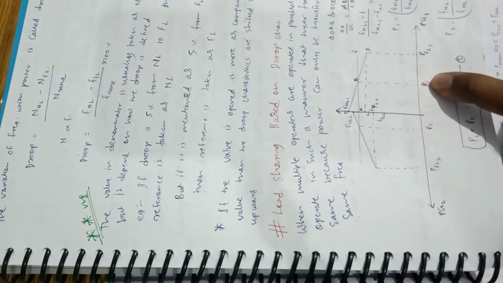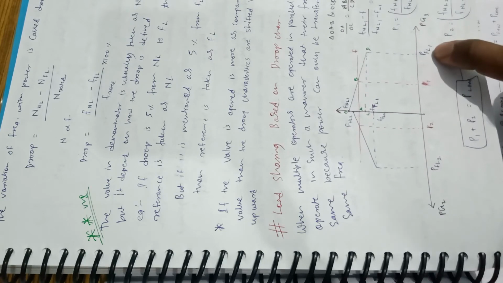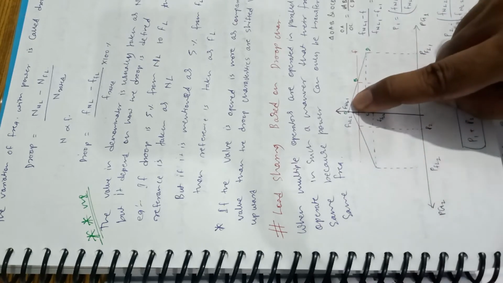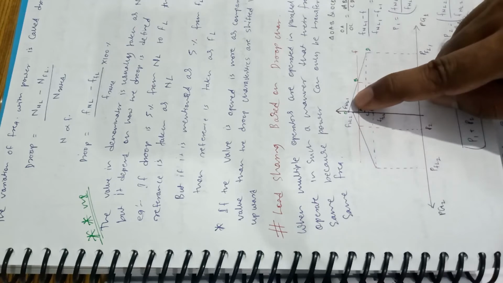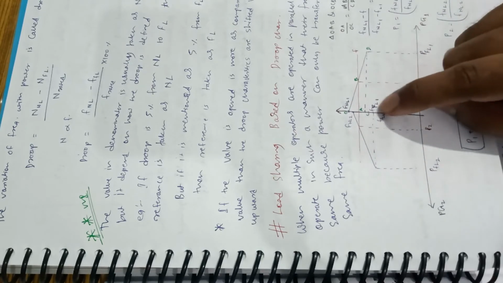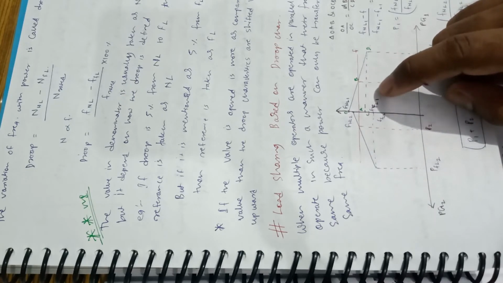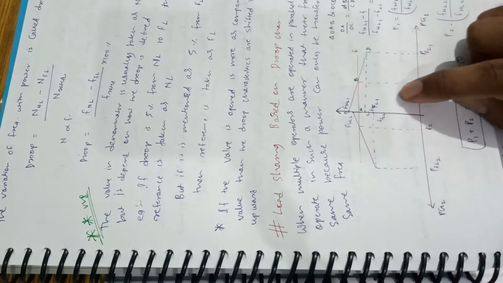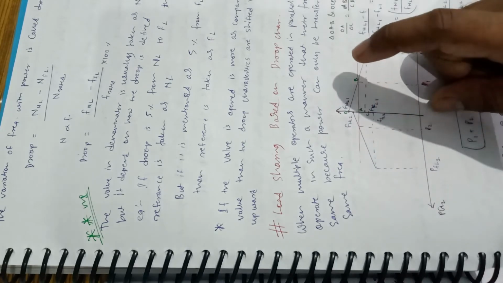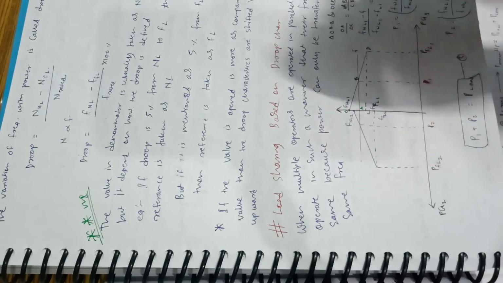Similarly, the power sharing of generator 1 is P1, its full load power is PFL1, its no load frequency is FNL1, and its full load frequency is FL1. So how do we make the formula? Let's understand.